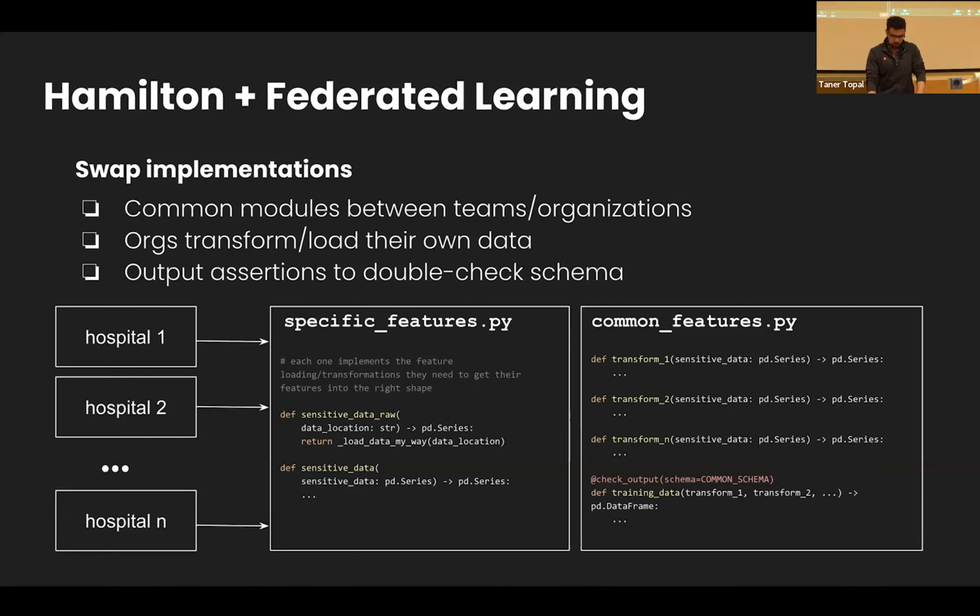So the TLDR here is we are having organizations work on some of the same code and then write their own. The piece that I'm not showing here is that in the driver, you can say, I want X, Y, and Z module, where Z could be common and X and Y could be specifically implemented. And X and Y could implement the same as, say, X prime and Y prime from another organization.